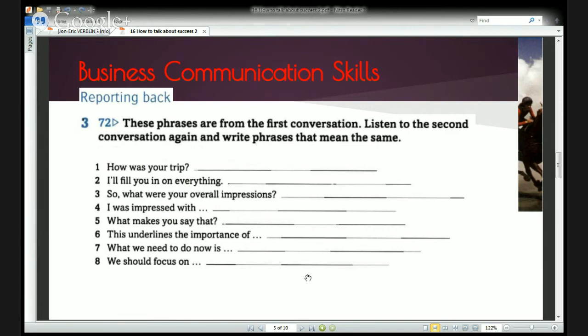This highlights the need to build in time to have a look around whenever we travel.